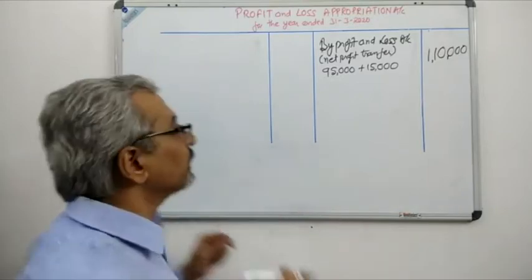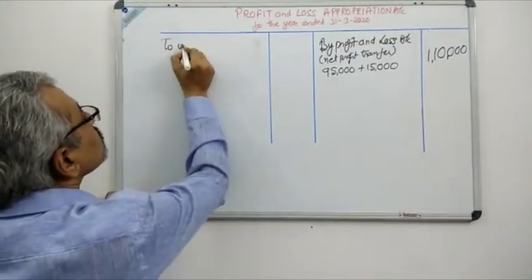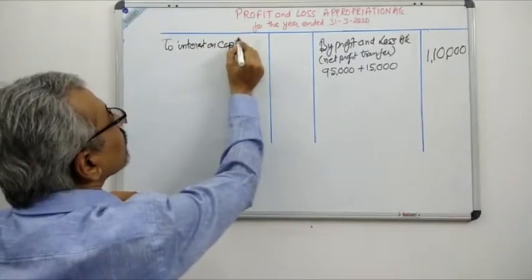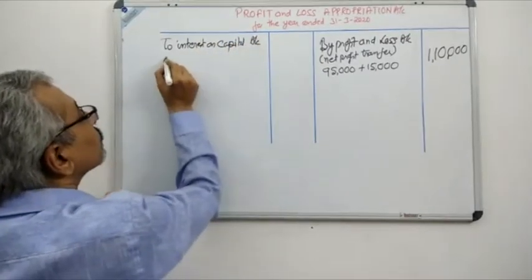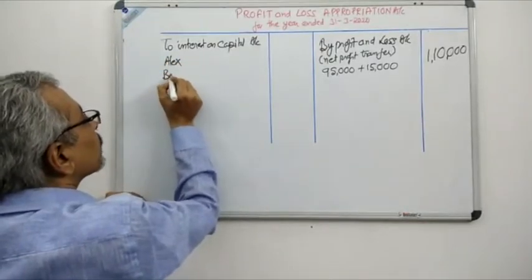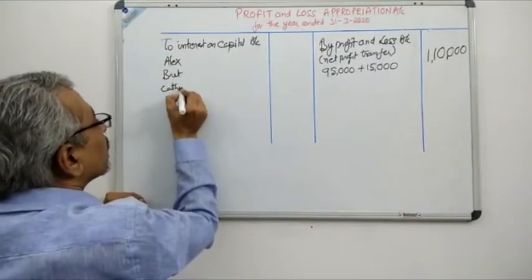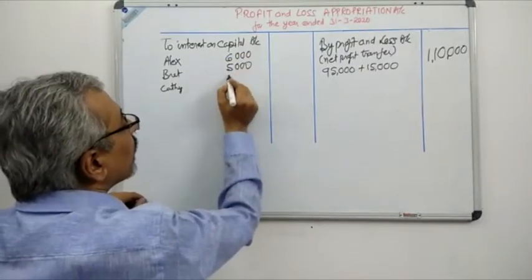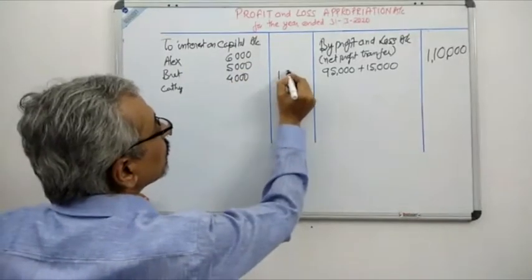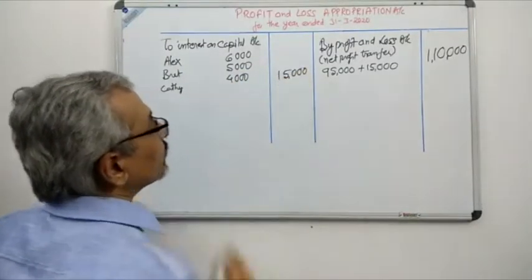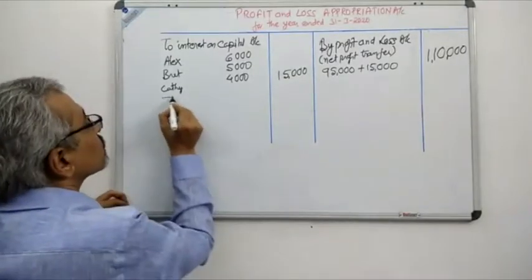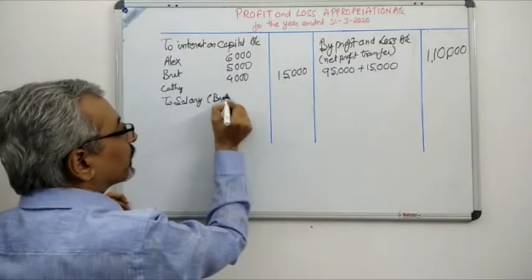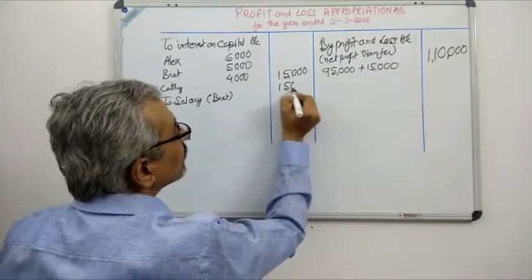So start with the debit side. Over there we write to interest on capital account. There are three partners, if you remember, Alex, Brett and Kathy. And we had calculated 6,000, 5,000 and 4,000. So the total interest is coming to 15,000. The next information which we have is salary, and salary is paid to Brett, and that is also 15,000.